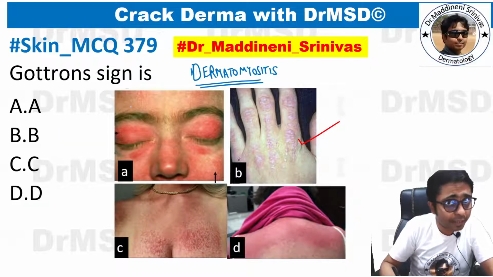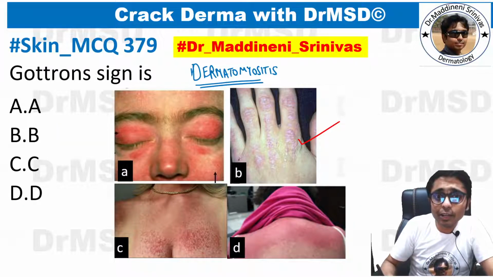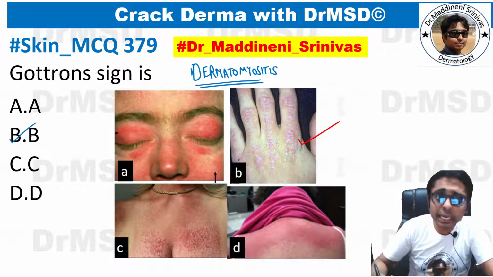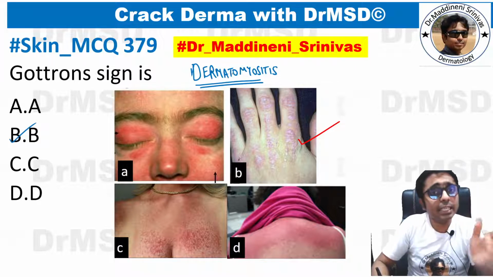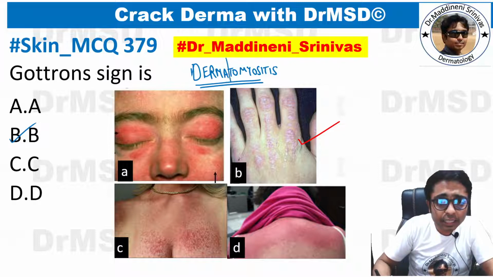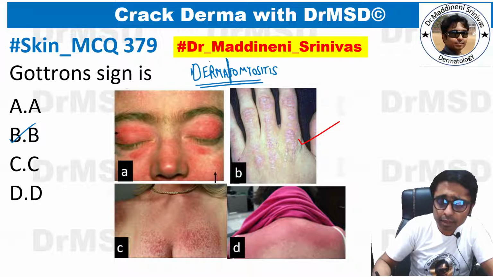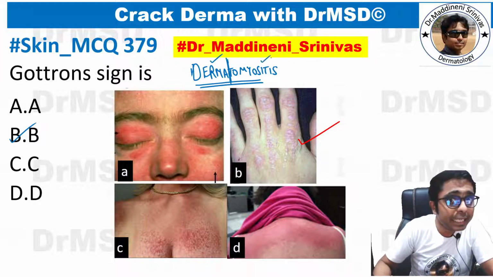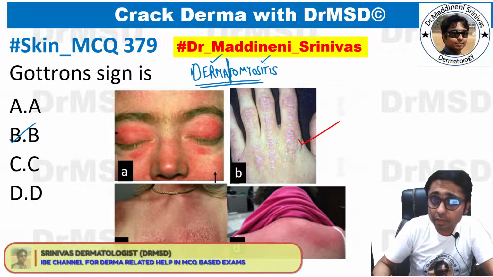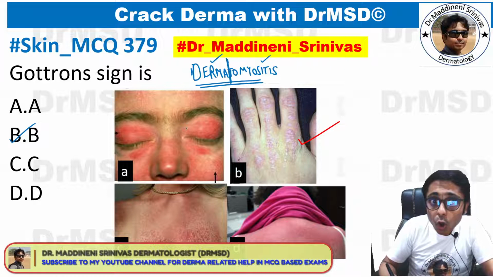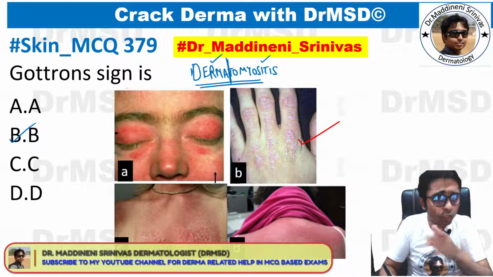Among the given images, you need to identify Gottron's sign, and if you have marked it as option B, very good, you are right. Gottron's sign is seen in dermatomyositis, which is a connective tissue disorder where there will be inflammation in the skin and also involvement of the muscles, with proximal muscle weakness. And actually all the images are part of dermatomyositis.